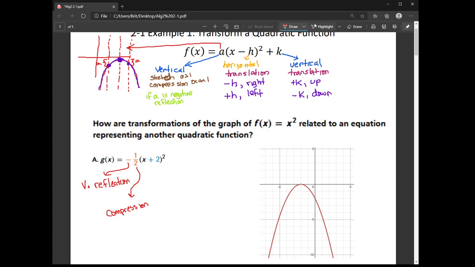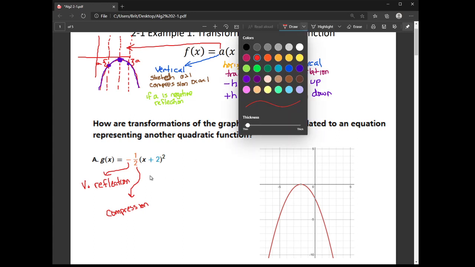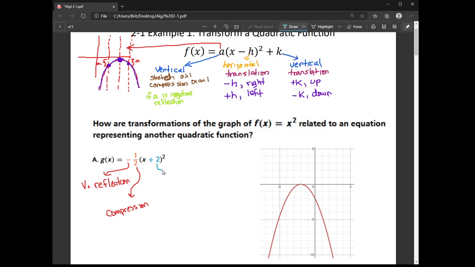Alright, and then this +2 that's happening, this is inside the grouping symbol, which means that it's a horizontal change. It's addition or subtraction, which means that it's a translation. And what value is being subtracted from x? Okay, I could write this as x minus -2, if that helps you to see it. So it's going to go to the left by 2.